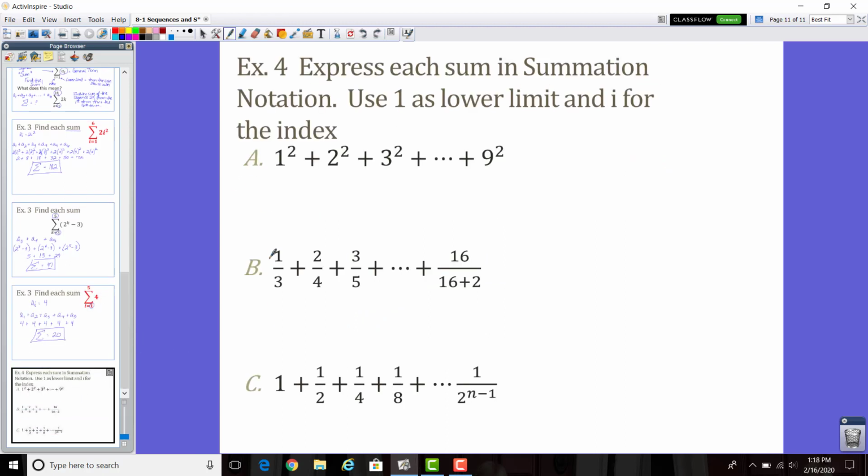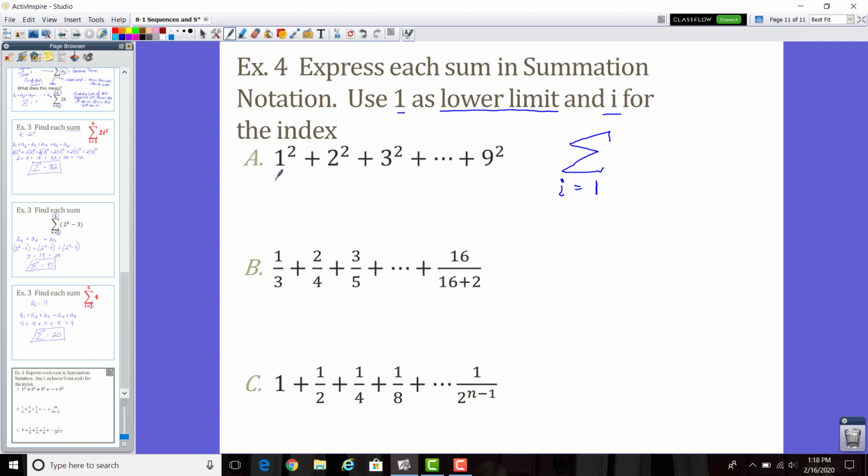Now the last thing we're going to do is use that summation notation backwards. Express each of these sums. So they're not telling us what the sum is, but they're showing us how we would get a sum. And we want to express those in what it would look like in summation notation. They're telling us to use 1 as our lower limit. That means this is going to be a 1, and i for our index. That means once we determine our general term, the variable we're going to use is i.